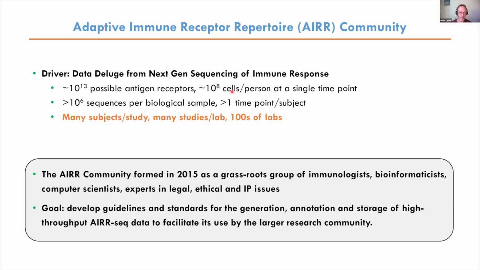So I think many of you probably know, but maybe I'll just talk about a little bit of background. Everybody knows next-gen sequencing over the past 15 years has caused an explosion of data sets, and in particular in the immune response. There's approximately 10^13 possible antigen receptors, 10^8 cells per person at a single time point. When people sequence these data sets, you get on the order of 1 million sequences per biological sample. You get more than one time point per subject. You have many subjects, many studies, many labs. So you're getting an enormous amount of data available.